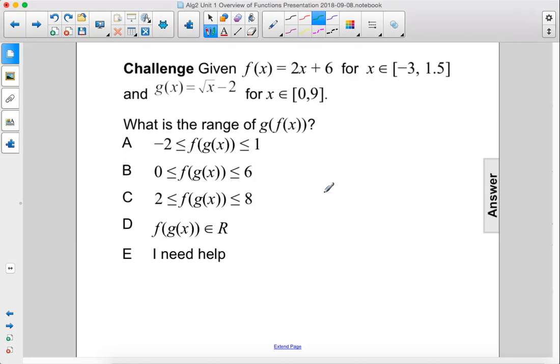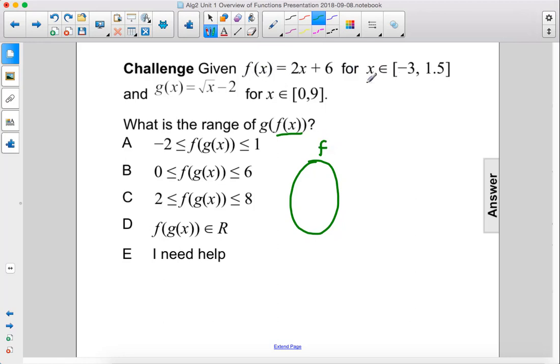Challenge. Given f of x equals 2x plus 6 for x belonging to [-3, 1.5] and g of x equal to the square root of x minus 2 for x belonging to [0, 9], what is the range of g of f of x? Alright, so first let's begin with our inputs for the inner function f.